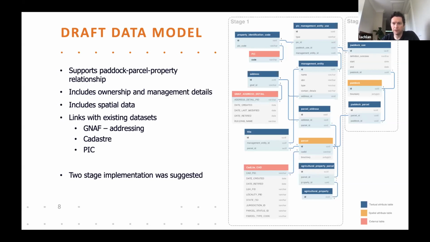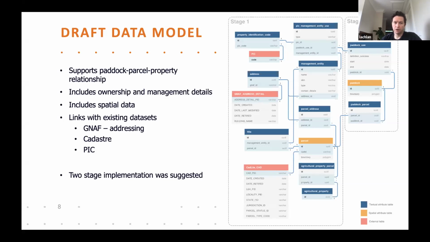But a few of the key points about the draft data model that came out of this project is that it supports this paddock parcel property relationship. So in general terms, what we came up with is that an agricultural property can be made up of multiple parcels, and a parcel can also belong to multiple agricultural properties as well. Similarly, a paddock may span across multiple cadastre land parcels and vice versa too.